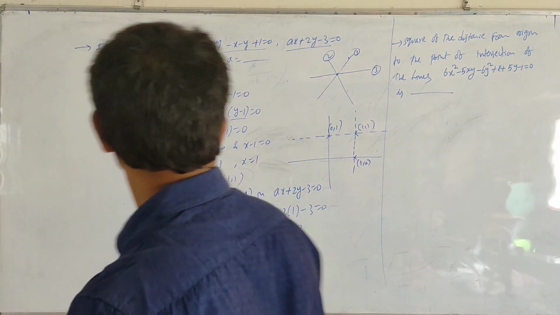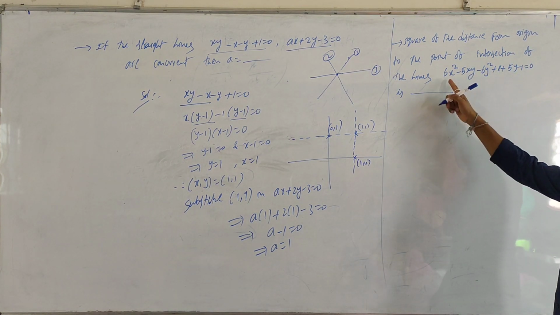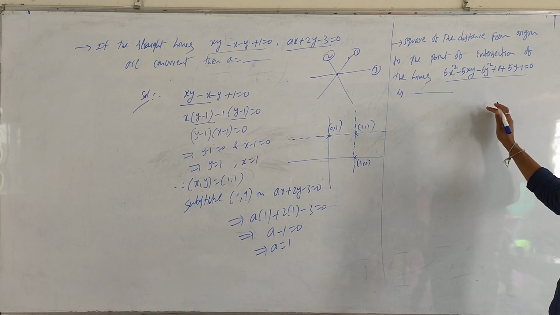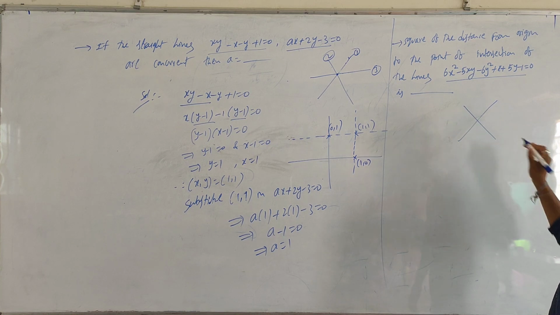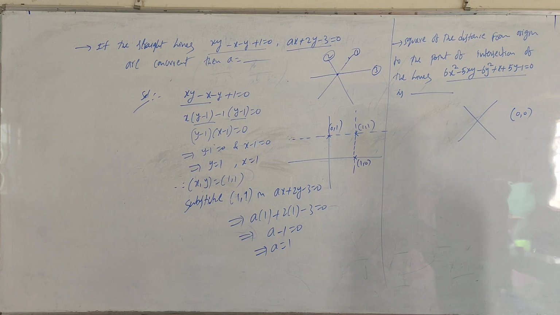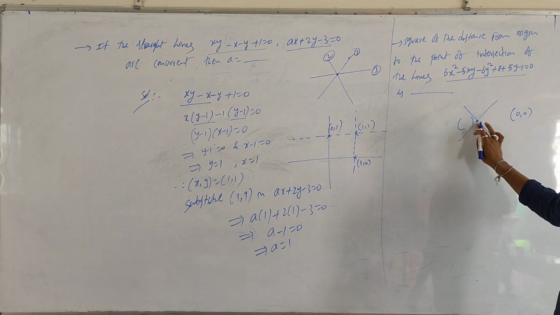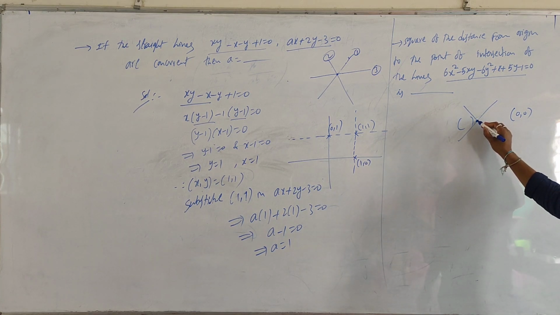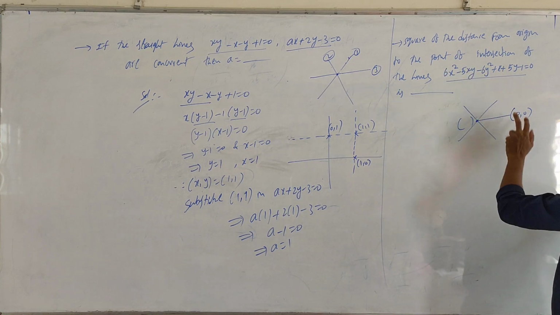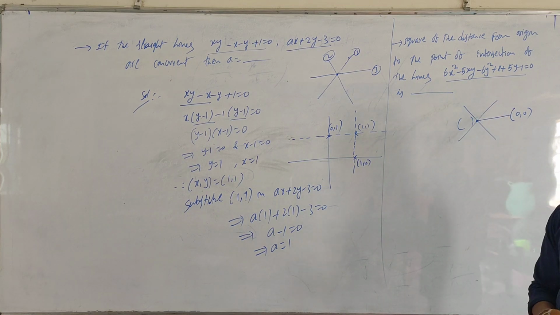See here, what is the question asking? Square of the distance from origin to the point of intersection of the given pair of straight lines. That means this is the pair of straight lines. It is not crossing through the origin. Maybe the origin is here. So he is asking first you have to find the point of intersection of this one and find the distance from this point to this point, and take the square of that. That is your required answer.